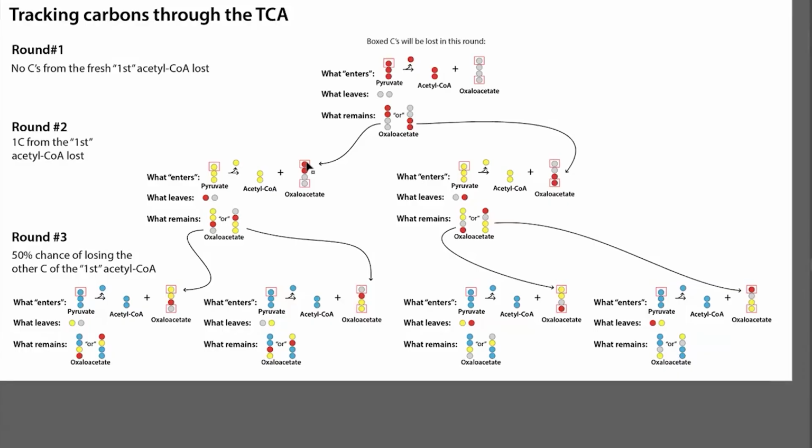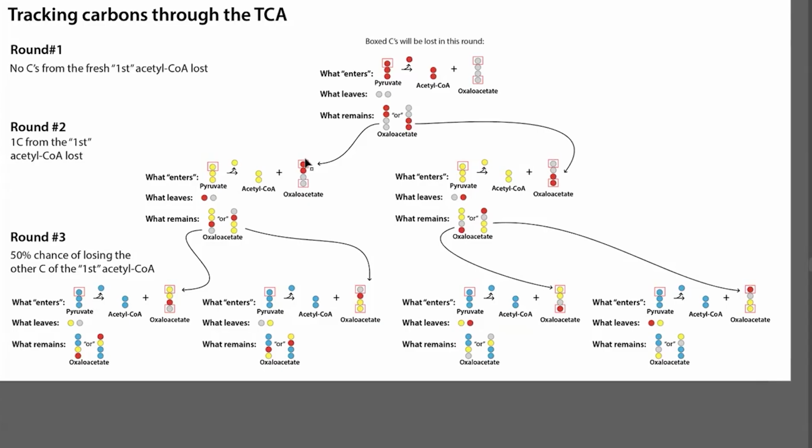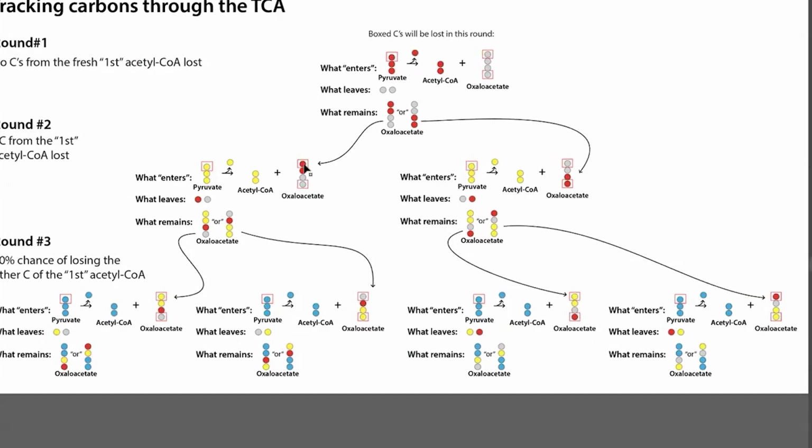So we need to think about, okay, we have this oxaloacetate and we could have it flipped like this or flipped like this, so that we have the first acetyl-CoA, that red one, on top or on bottom. And if we have it on top, we'll lose it and then we'll lose the older one. And if we have it on bottom, we'll lose the older one first and then this red one.